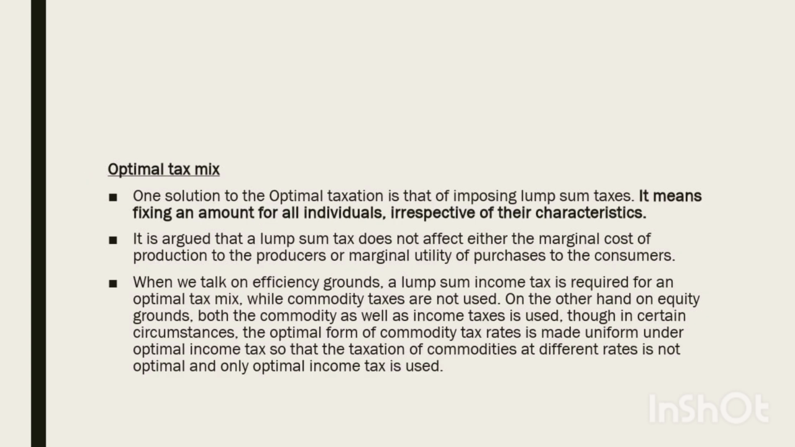Then we will discuss the optimal tax mix. One solution to the optimal taxation is that of imposing lump sum taxes. It means fixing an amount for all individuals irrespective of their characteristics. It is argued that a lump sum tax does not affect either the marginal cost of production to the producers or marginal utility of purchases to the consumers.